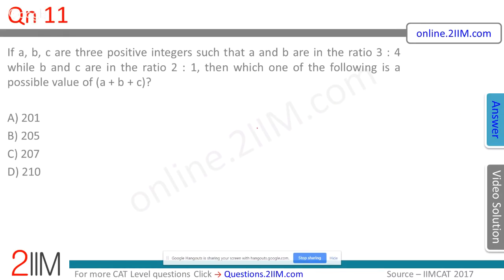A, B, C are three positive integers such that A and B are in the ratio 3:4. Wonderful. B and C are in the ratio 2:1, so 4:2. Which of the following is a possible value of A plus B plus C? A plus B plus C should be a multiple of 9, so 207. Done.